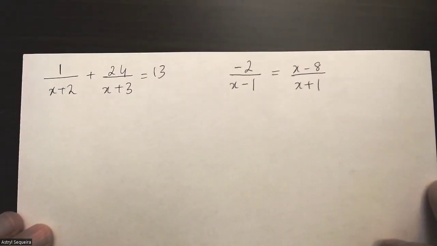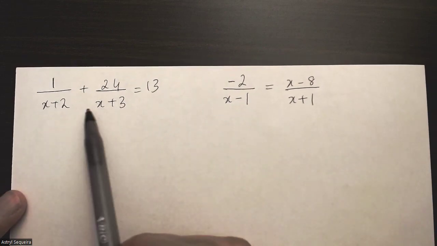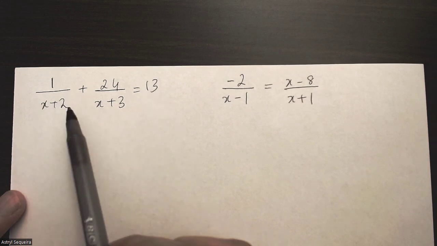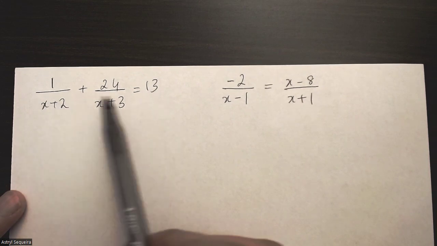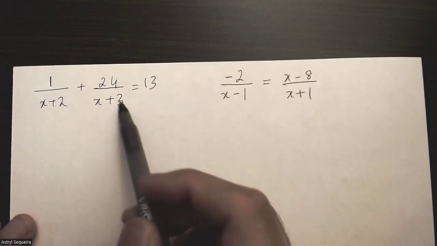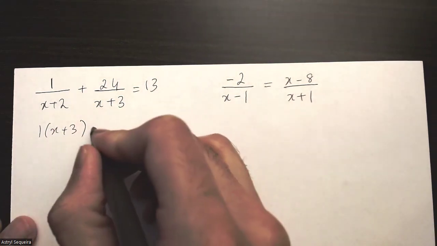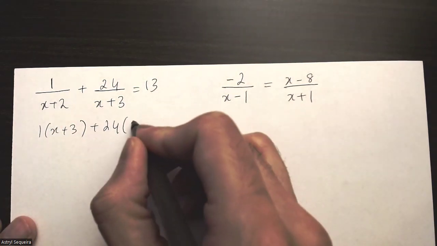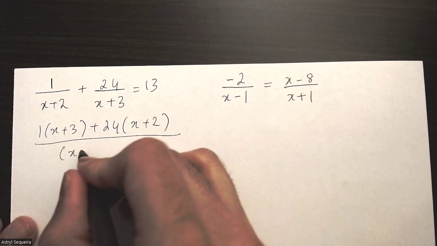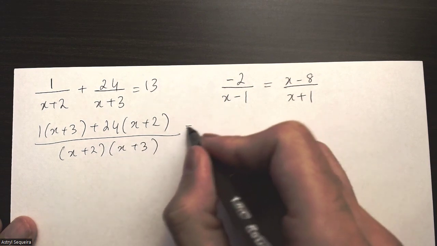Let's go to the fifth and sixth, the last two questions over here. This question, I have two terms on this side and I have a term on this side as well. So I have no choice but to make a common denominator on the left side over here. So I'll multiply the top over here by x plus 3 and the bottom as well. Over here, I'll multiply the top and bottom by x plus 2. I have a common denominator of x plus 2 times x plus 3.